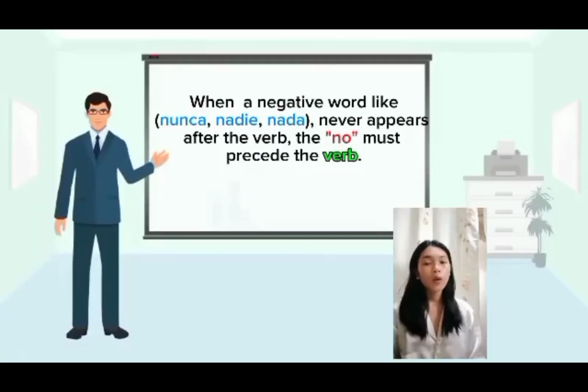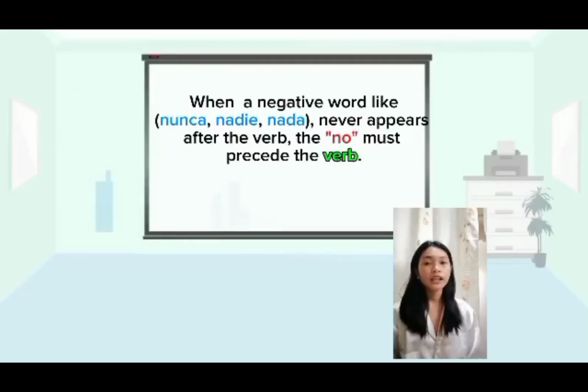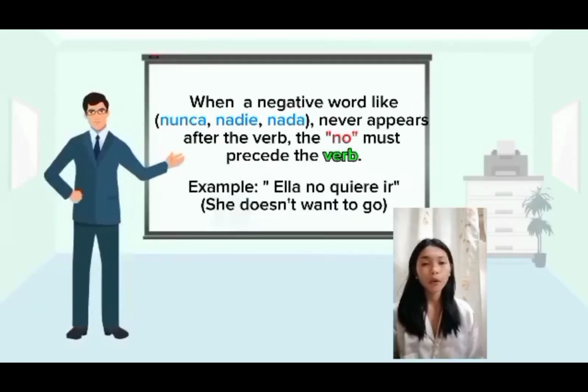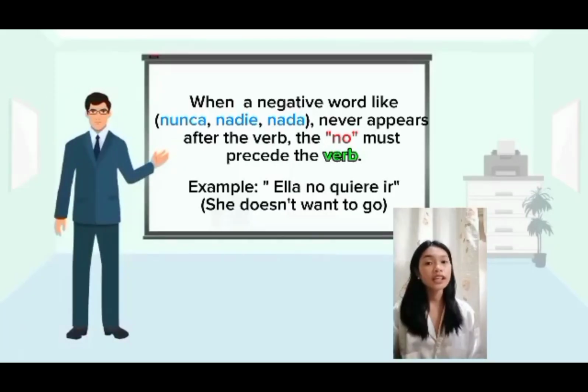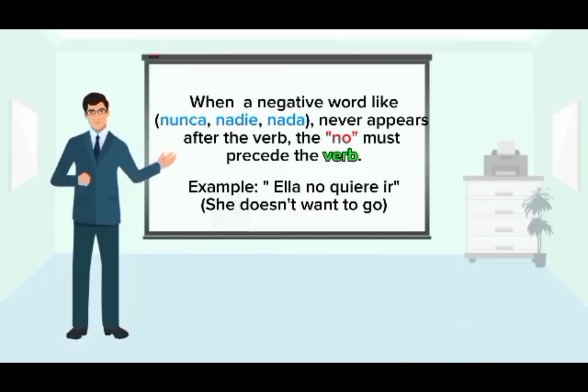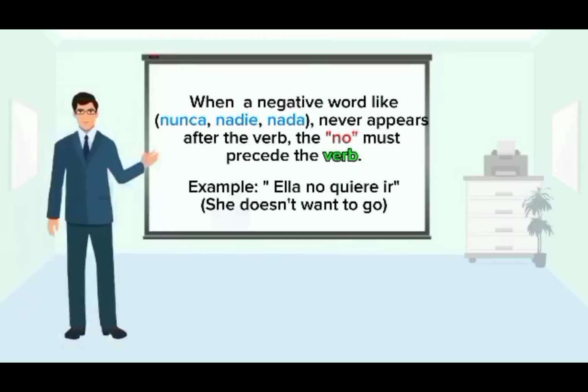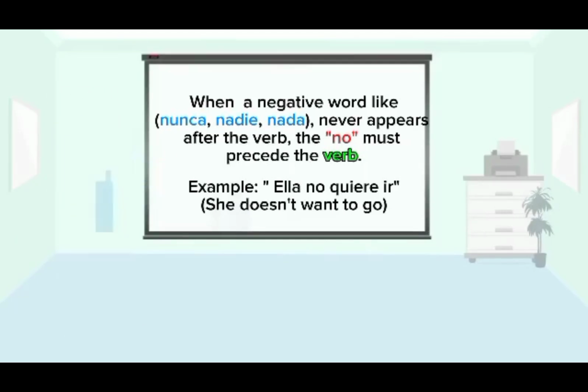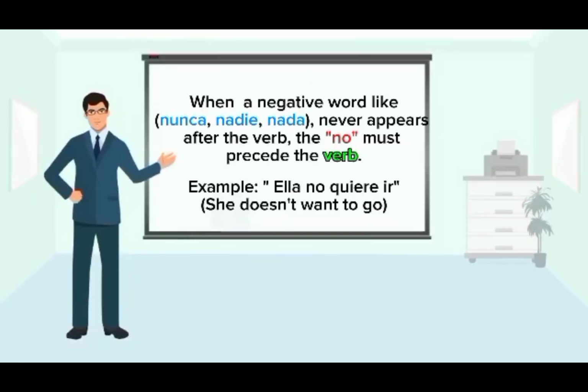So remember, when a negative word like nunca, nadie, or nada appears after the verb, the no must precede the verb. For example, ella no quiere ir, or in English, she doesn't want to go. It shows that the no comes before the verb. So that concludes my part. The next reporter will continue the discussion.